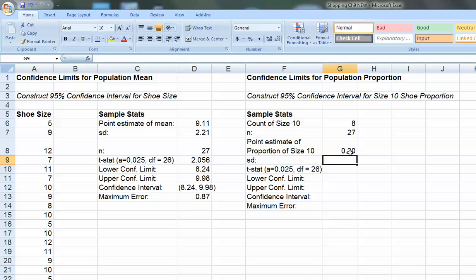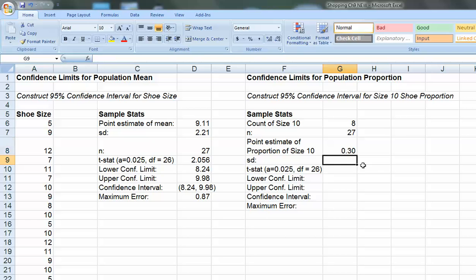Well, that's our sample proportion. How confident are we that the real value, the population proportion, is going to fall within there? I sampled 27 people's shoe size, but I'm really interested in the shoe size of everybody in the state of Wisconsin. So this is simply a small sample. How confident am I that this 30% proportion includes the actual population proportion? Well, that's what we're going to calculate.